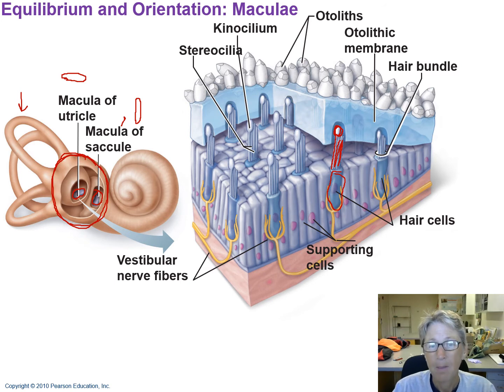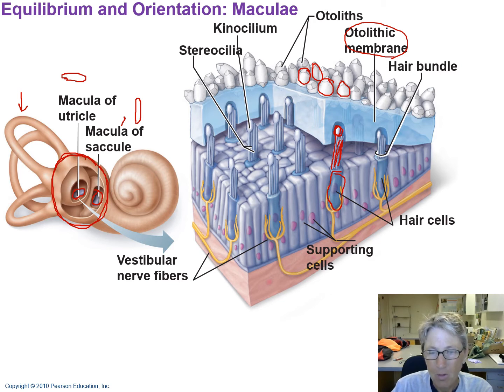The kinocilium and the stereocilia of the hair cells are embedded in this thing called an otolithic membrane. I've never seen it, but it's been described as kind of like Jello. And then to weigh it down, you have these crystals called otoliths. I think they're calcium carbonate or something. Anyway, they're otolithic crystals, or otoliths, that help weigh the otolithic membrane down.